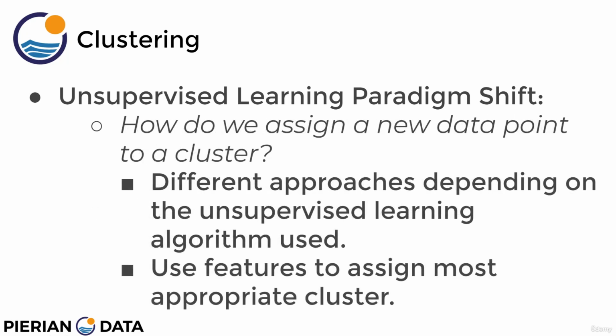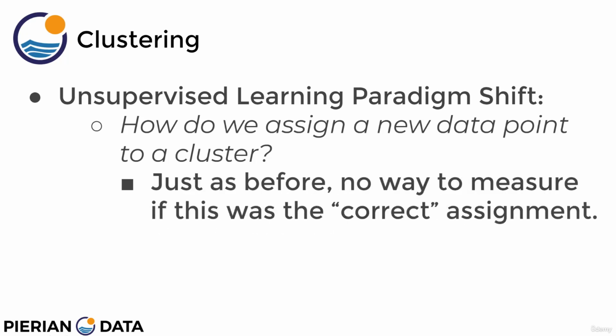So the question of how we assign a new data point to a cluster is actually going to be a different approach depending on the unsupervised learning algorithm used. But at the end of the day, we would use features to assign the most appropriate cluster, again, based on some sort of distance metric in that feature space. And just as before, there's again no real way to measure if this was the correct assignment.